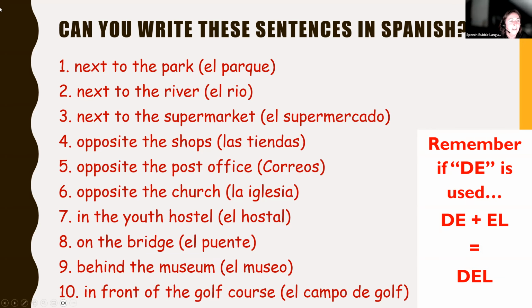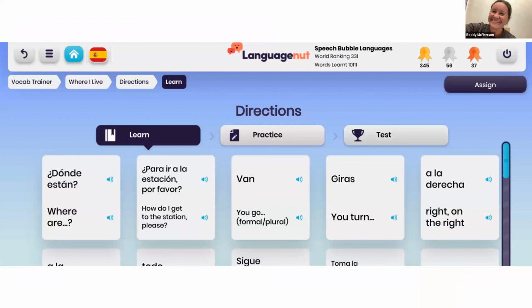What are you laughing at? I don't know the word. In frente de la golf course. I'm doing my very best. In front of the golf course. Del campo de golf. Muy bien. Okay. We got a little bit okay. En frente. Muy bien. En frente del golf course. Okay. Oh, hold on.